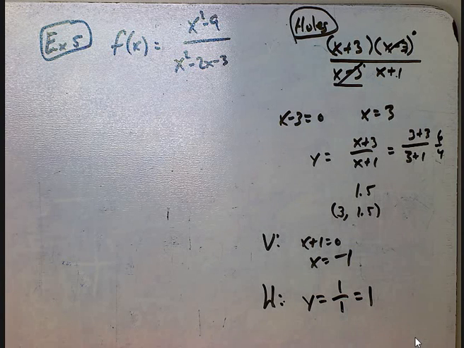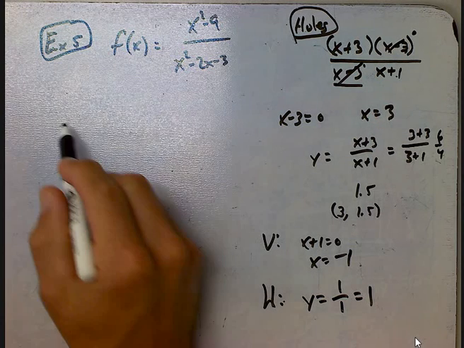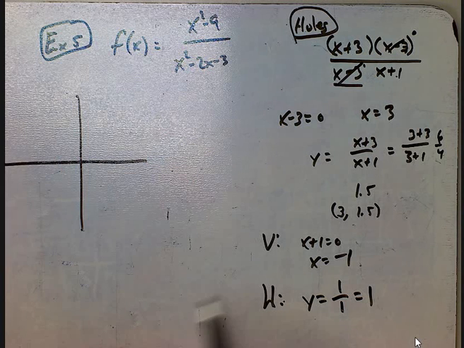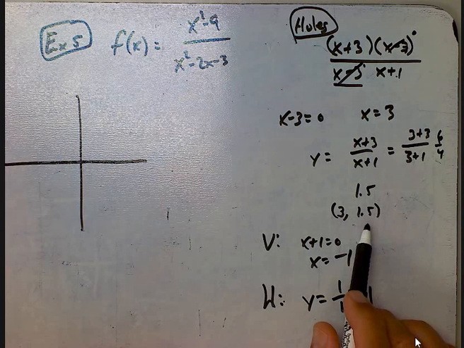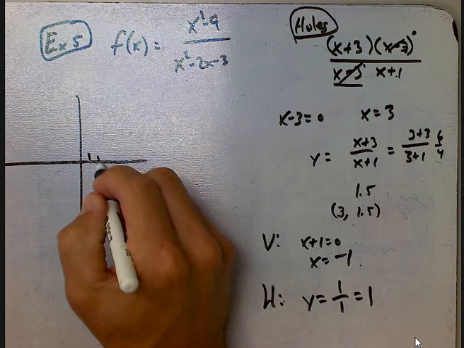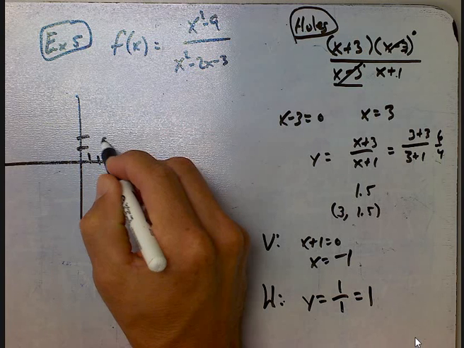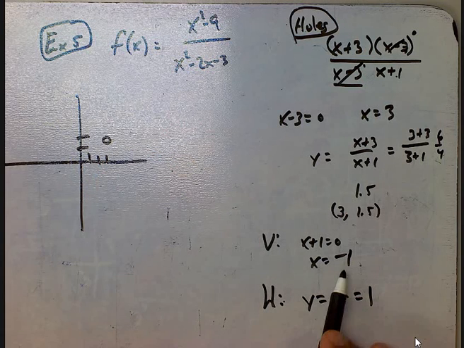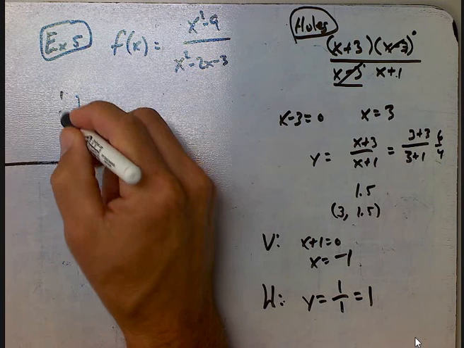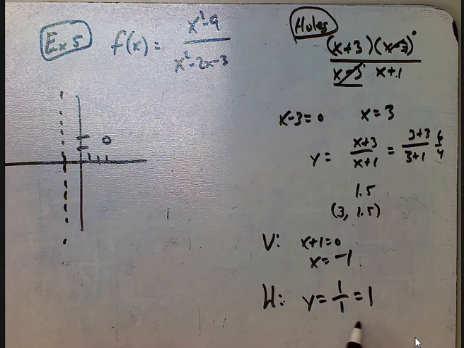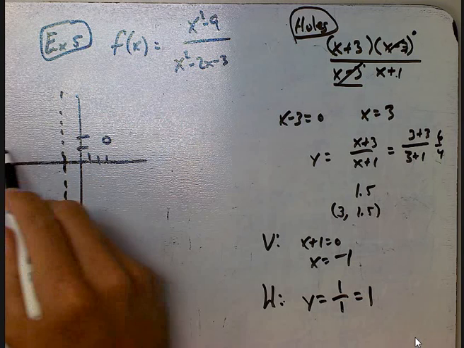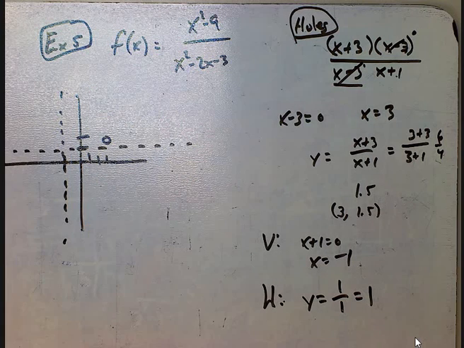I'm going to go ahead and graph what I already know. I know the hole is at 3 comma 1.5. So a hole right there. A vertical asymptote at x equals negative 1. And a horizontal asymptote at y equals 1. So that's the pieces of the graph that I already know. I'm going to go ahead and make a t-chart though to find some more points.